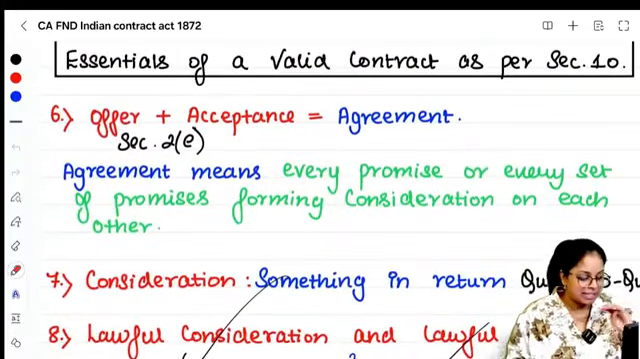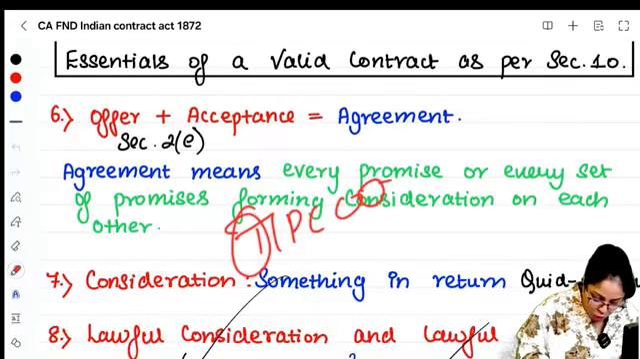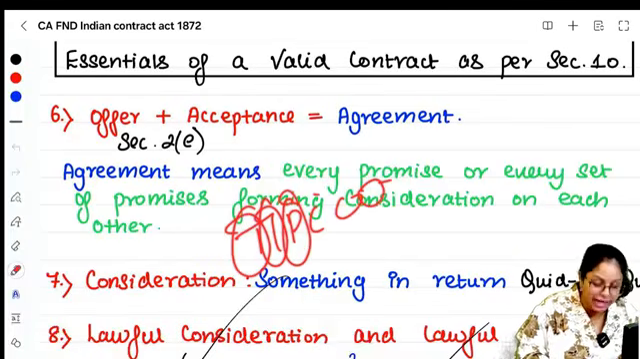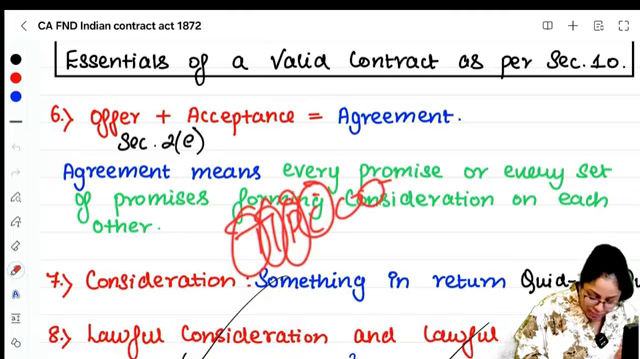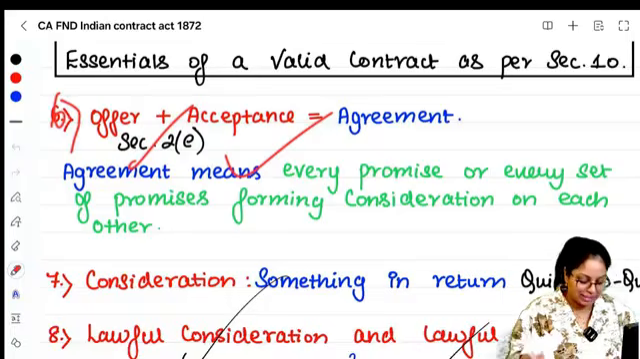Next is other formalities should be fulfilled. So TIPCO is over. What is TIPCO? Two parties, intention to create legal obligation, possibility of performance, C for certainty of meaning, and O is for other formalities. Next point, is there offer plus acceptance?